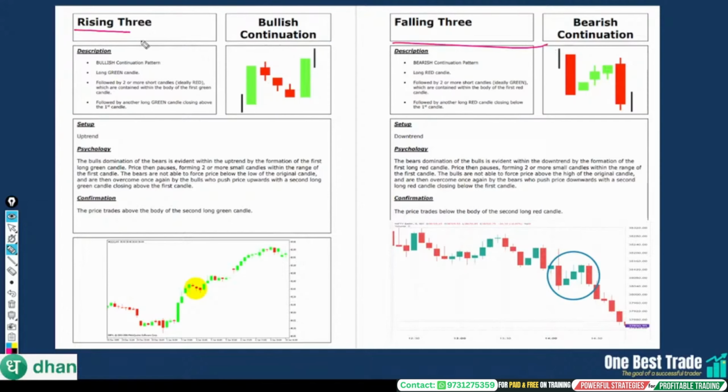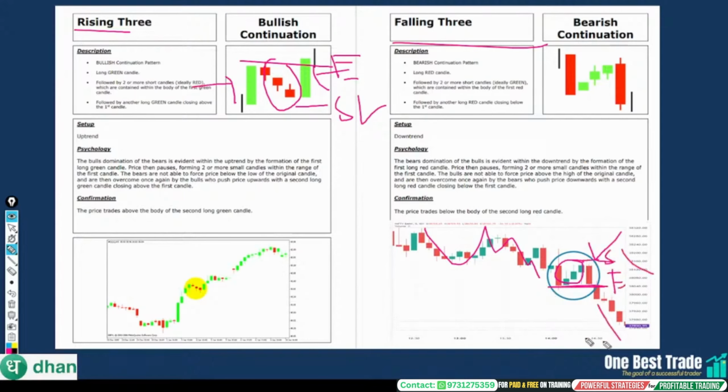Yes, my dear friend, 3 candle rise. There is a big green candle, 3 inside candles, again a big candle. Breakout of this range, take an entry, keep a SL and ride it. Falling 3, yes, the trend is down. And again, the market is creating 3 inside candles, again a big rejection candle, that is a red candle. The breakout of this range, take an entry, keep a SL and ride it. On this good note, we are concluding candlestick entry techniques for Nifty and Bank Nifty.